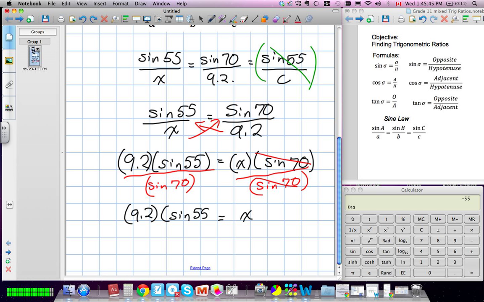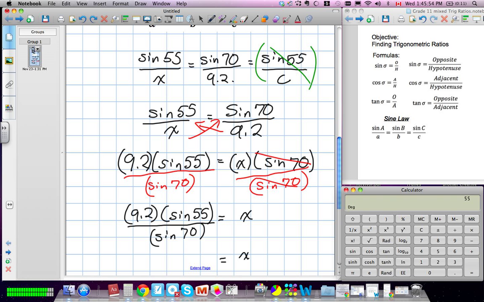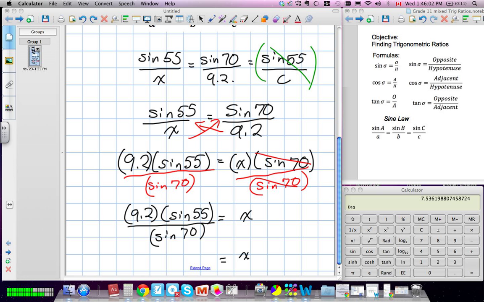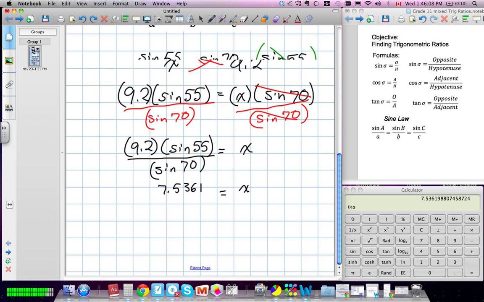Now in the calculator, we're going to plug this in. Sine 55 times 9.2. So we get 7.5361, and you can keep going. The more numbers we write, the more accurate we'll be. We need to divide that number by sine 70.